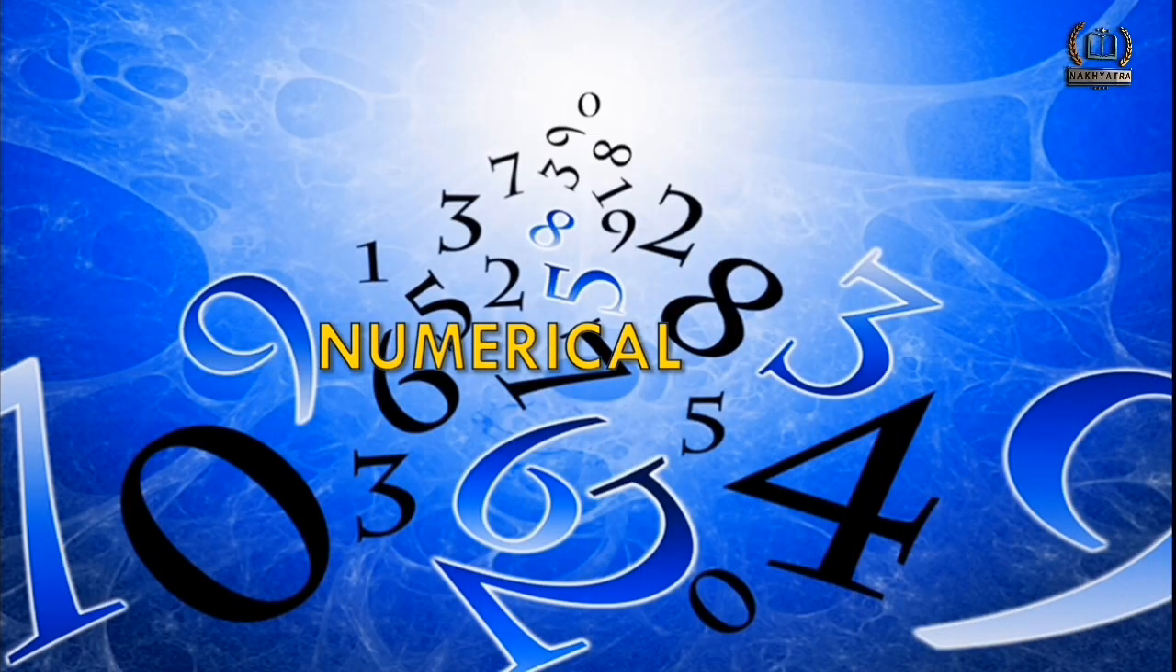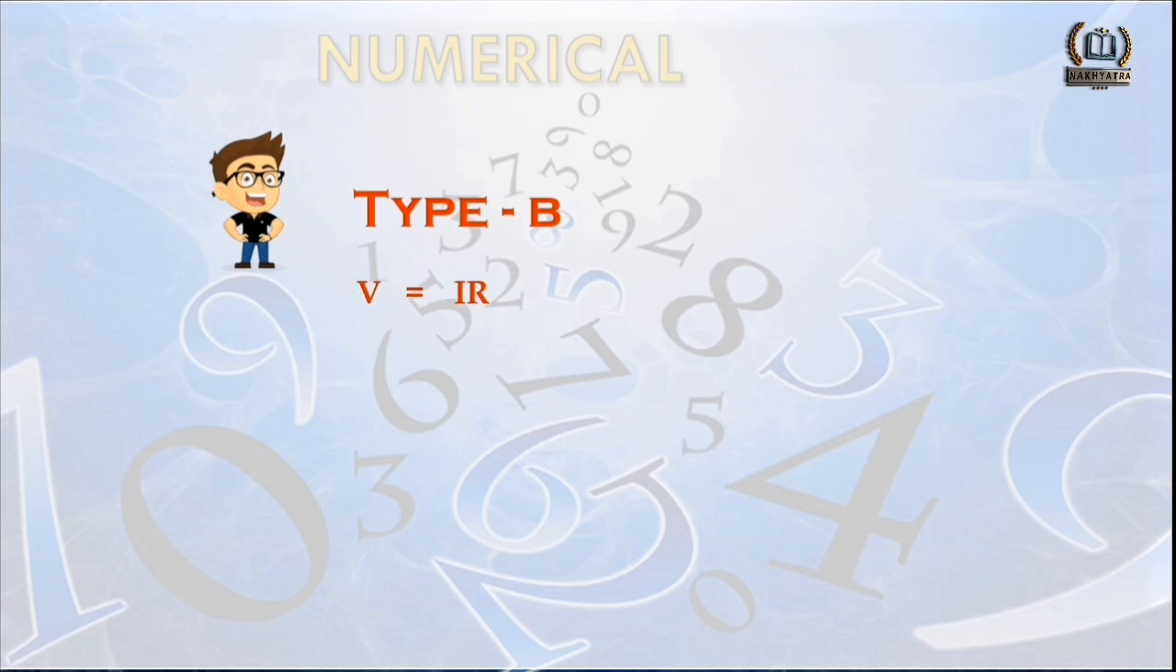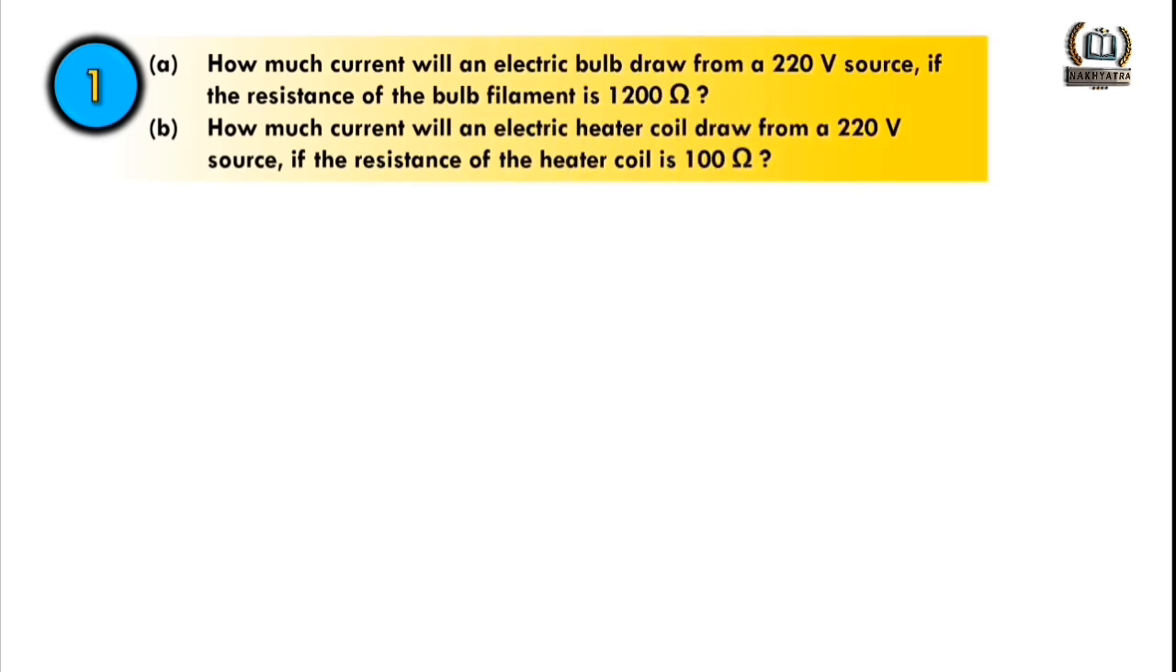Okay guys, now let's solve some numericals. Basically we will use two formulas here, that is Ohm's law V equal to IR and resistance R equal to rho into L by A. So we know that area equals pi R square. Okay, now let's see question number 1A.